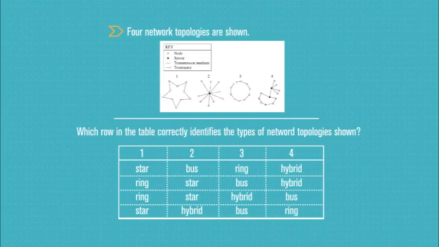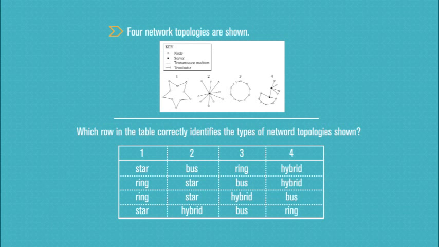Technically, it's not. Number 2, yeah, that looks like a star. Number 3, you might look at and say, well, that's a ring network. I don't think it is. Number 4, that to me looks like a hybrid. Let's go and have a look at the options. Number 1, that's actually a ring, as we suggested.